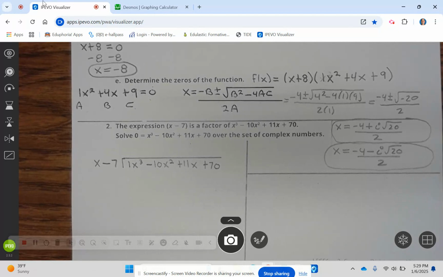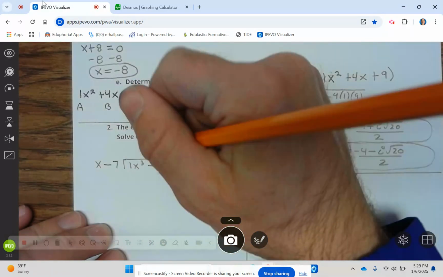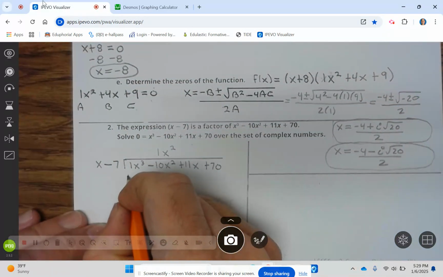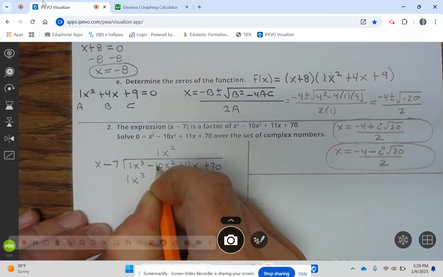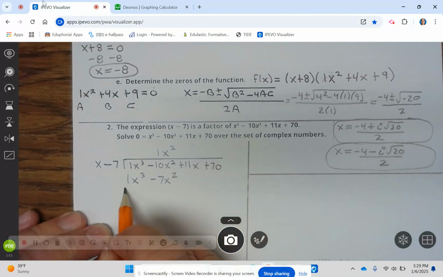The expression x minus 7 is a factor of x cubed minus 10x squared plus 11x plus 70. Solve 0 equals x cubed minus 10x squared plus 11x plus 70 over the set of complex numbers. So we go ahead and divide. Okay. So we ask ourselves, what do we multiply x by to give us x cubed? The answer to that is 1x squared. And then we multiply. 1x squared times x is 1x cubed. And then 1x squared times 7 is minus 7x squared.